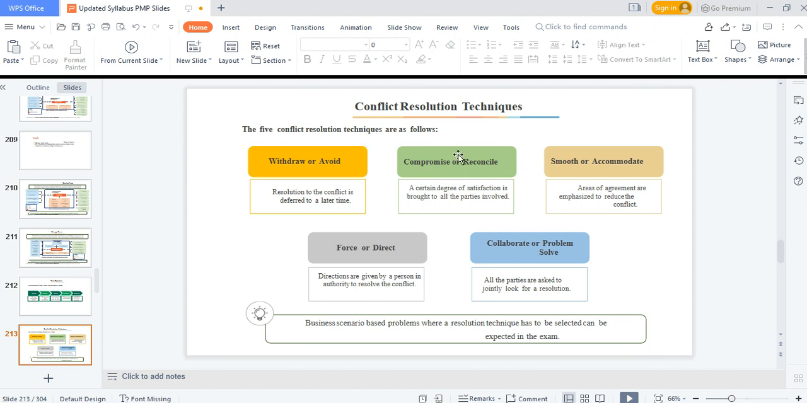Sometimes you want to have a win-win, a lose-lose situation whereby everybody reaches a compromise. Then you have smooth or accommodate, you have force or direct, you have collaborate or problem solve. So they're very, very self-explanatory.